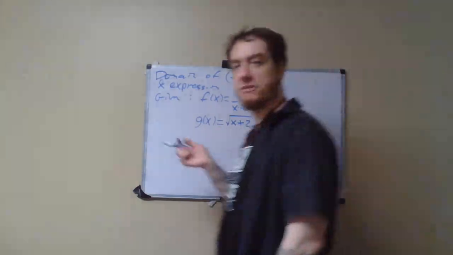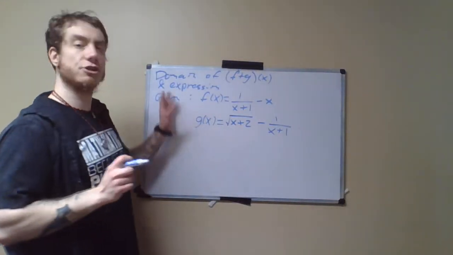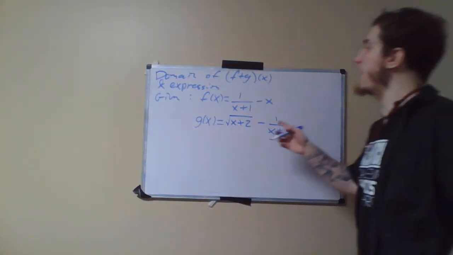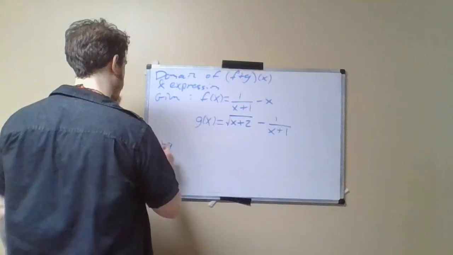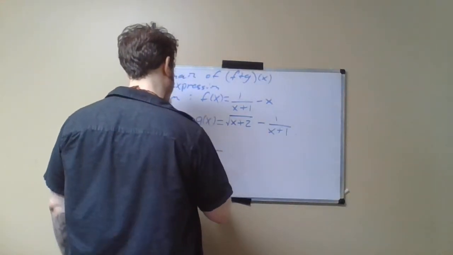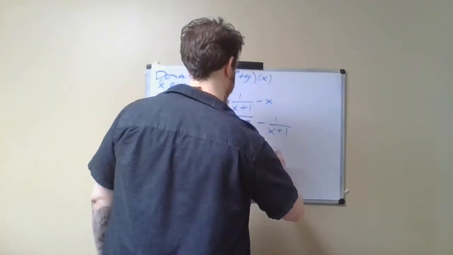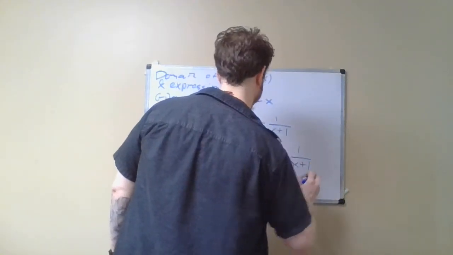Okay, so hopefully you were able to figure that out. Let's take a quick look at how you actually do this problem. So I'm going to combine these together to get the expression first of all. So f plus g of x is going to be equal to 1 over x plus 1 minus x plus the square root of x plus 2 minus 1 over x plus 1.